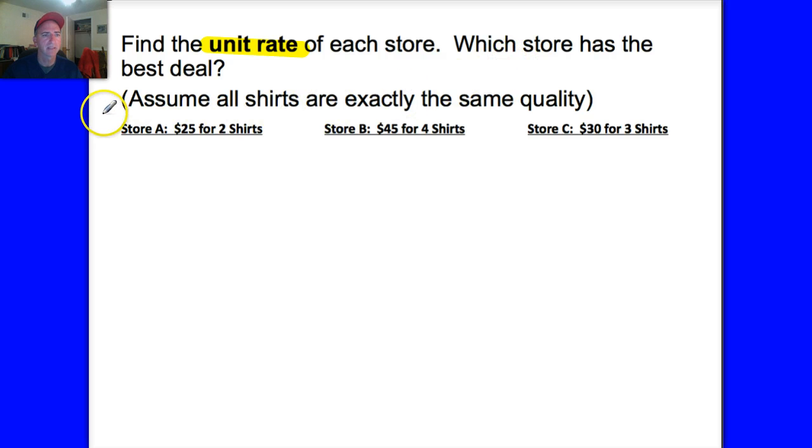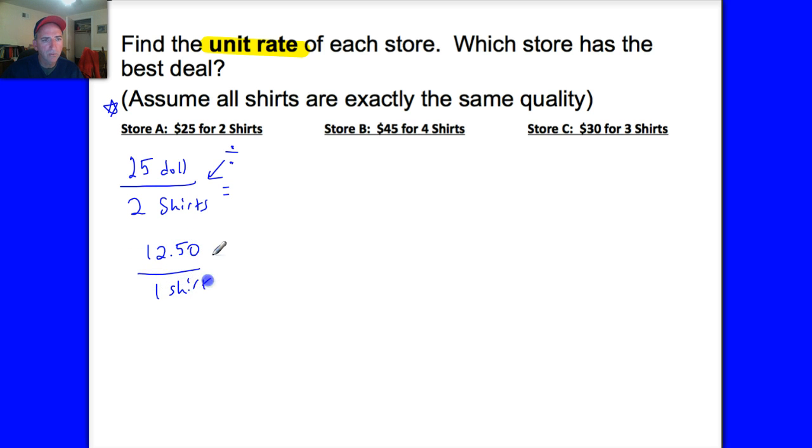And then which store has the best deal? We are making the assumption that on this deal, all the shirts are the exact same quality. That has nothing to do with this. Store A sells their shirts $25 per 2 shirts. See the connection there with what we've just done? To find the unit rate, all you have to do is divide that. Because when you divide that, it basically figures out how much per one, whatever the denominator is. So $25 per 2 shirts, basically you divide that out and you end up with $12.50 per 1 shirt. So the unit rate for store A is $12.50.